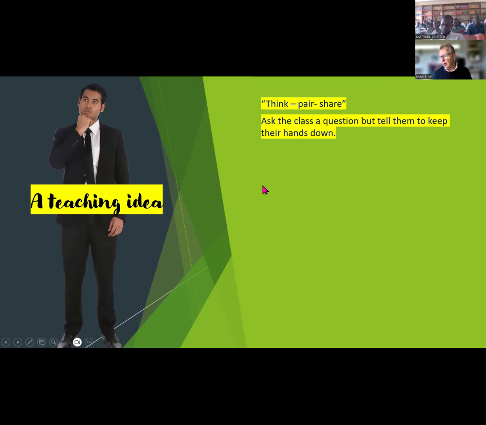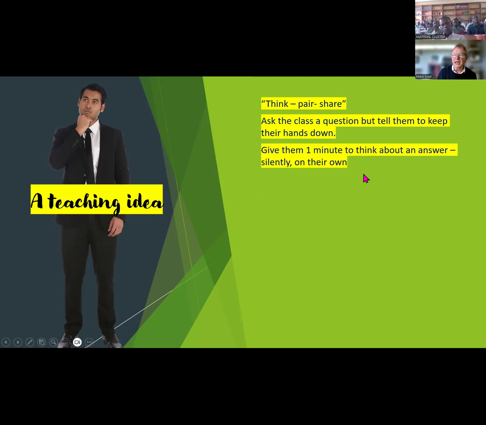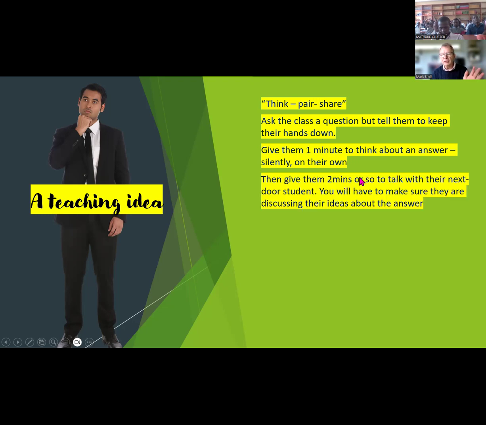So you ask them a question, you say no talking, no hands up in the air, and you say, okay, you have 1 minute to think about an answer. On your own, you can write things down if you want. Then you turn to your neighbor, your pair, or your 4. So think is on your own, then pair, you are working in a pair to see if you agree the answer, if somebody will sometimes have a better idea, and so on.